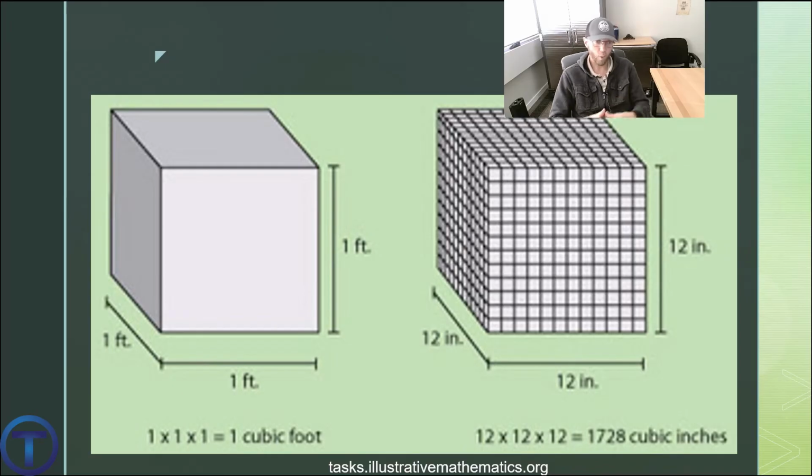Here we have on the left 1 cubic foot. It's 1 foot by 1 foot by 1 foot. We have a comparable volume. It's the same volume. 1,728 cubic inches. It's 12 inches by 12 inches by 12 inches. Plumbers tend to make the similar mistake as we are calculating in this book. Do not make this mistake.